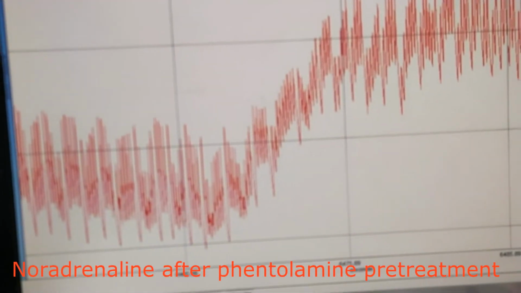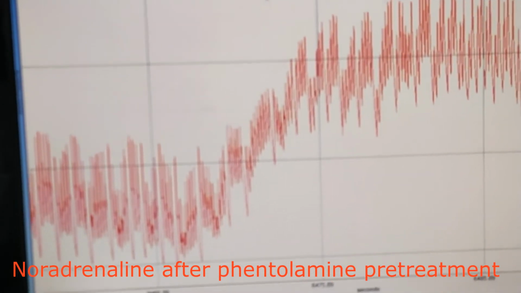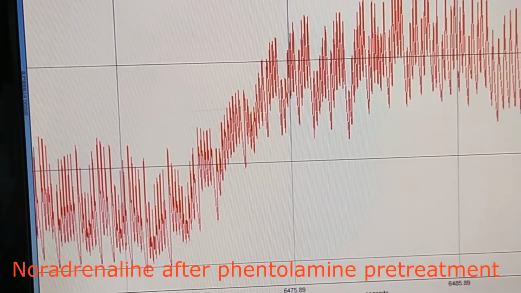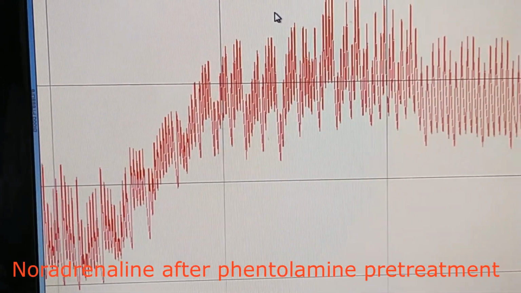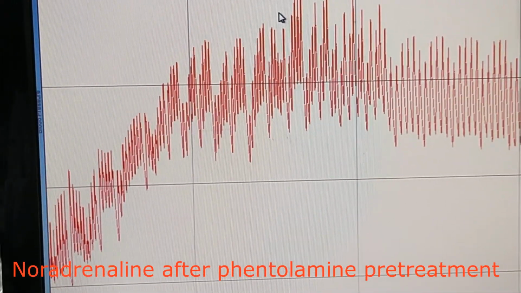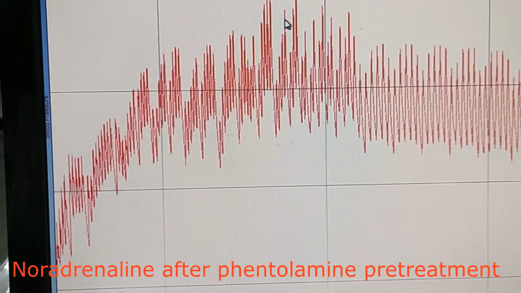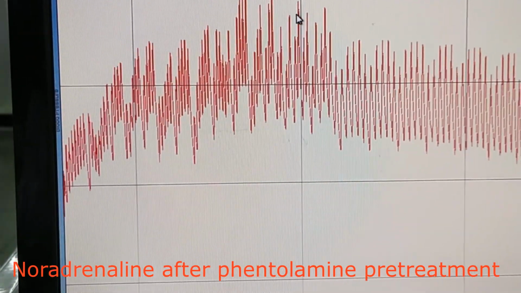So after the post-treatment by using the NA, noradrenaline, you can see that there are slightly changes in terms of blood pressure. So the blood pressure is keep increasing when compared to the normal blood pressure.